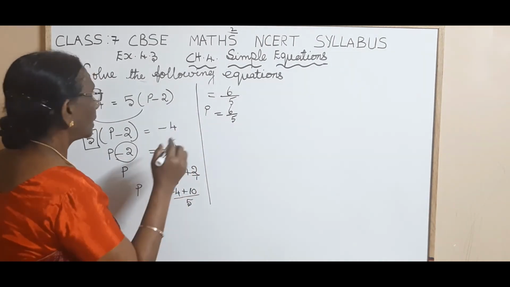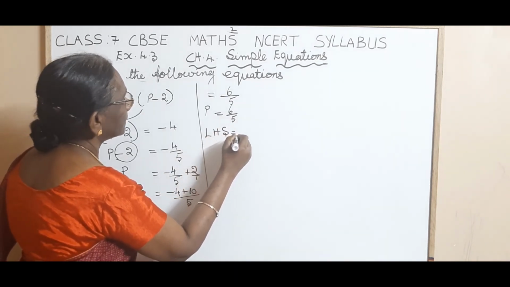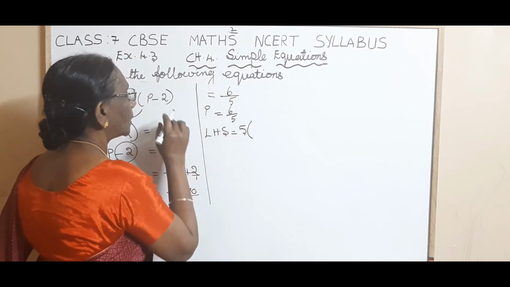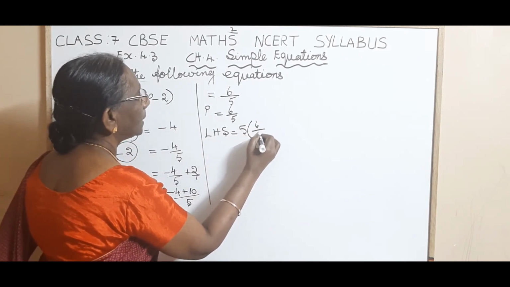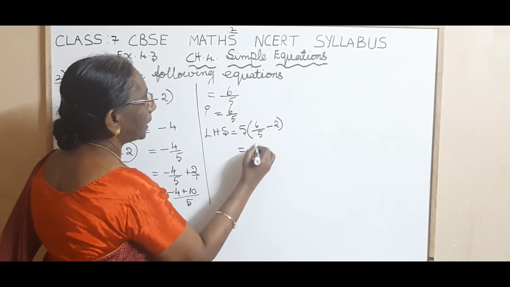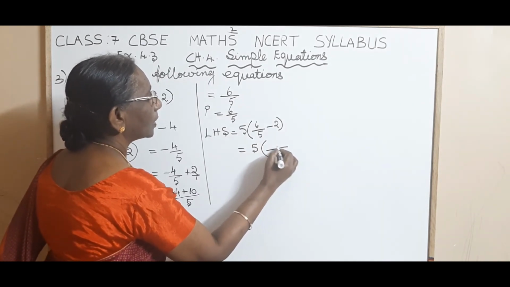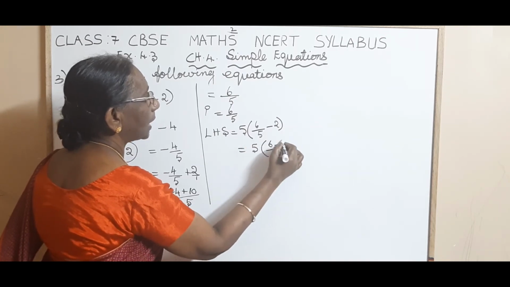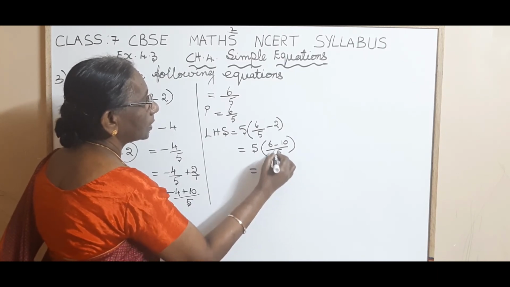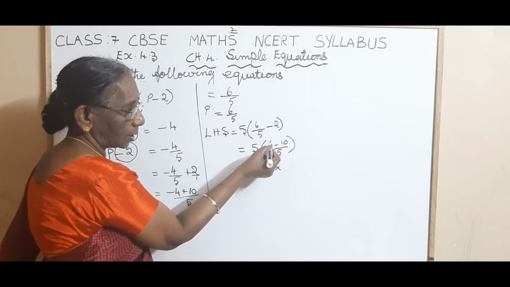Now, let us verify whether our answer is correct or not. LHS is equal to 5 into, instead of P, what should you write? 6 by 5 minus 2. So 5 into LCM is 5. 6 minus 5 2s are 10. That is equal to 5 into 6 minus 10 is what? More negatives. So it is negative.